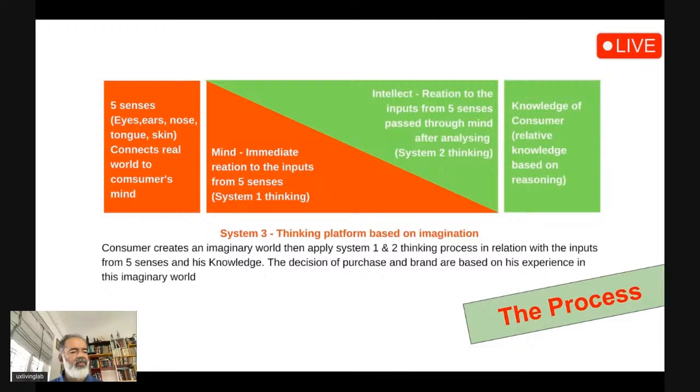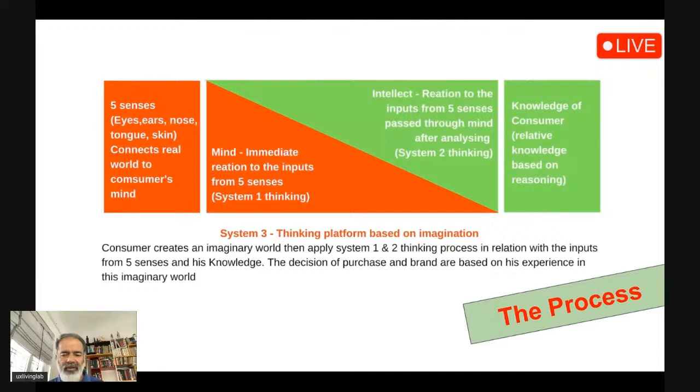That is a little bit slower than system one thinking, and that is rational and needs more effort, because the consumer is thinking with the knowledge the consumer has in his mind. So this is a little bit slow. That's why people call it slow thinking. Then it is added to the knowledge of the consumer, because the consumer already has some knowledge. If you think about some product like toothpaste or any product you can buy, the consumer already has some knowledge. So the intellect will compare the knowledge given by the senses from the surroundings with the knowledge the consumer has. It's like a database.